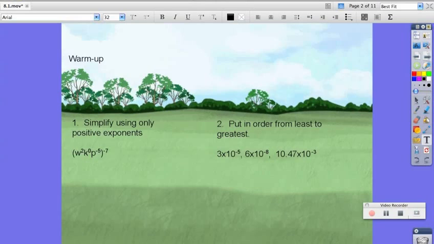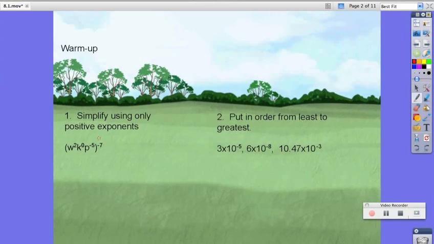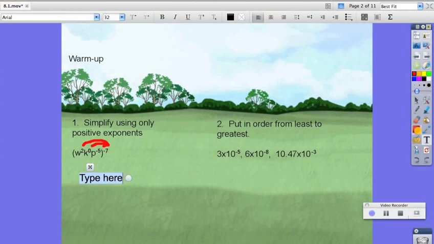For the warm-up, the first thing we're going to do is simplify using positive exponents. So we're going to distribute the -7 to all the exponents inside. To this guy, and to that guy. So we're going to get W to the 7, -7 times 2 would be 14.